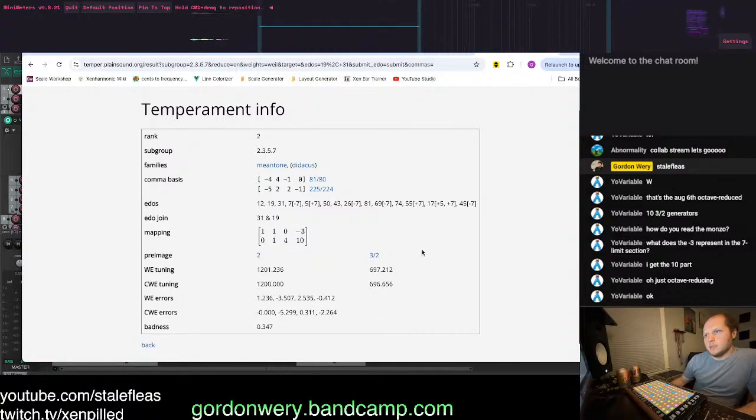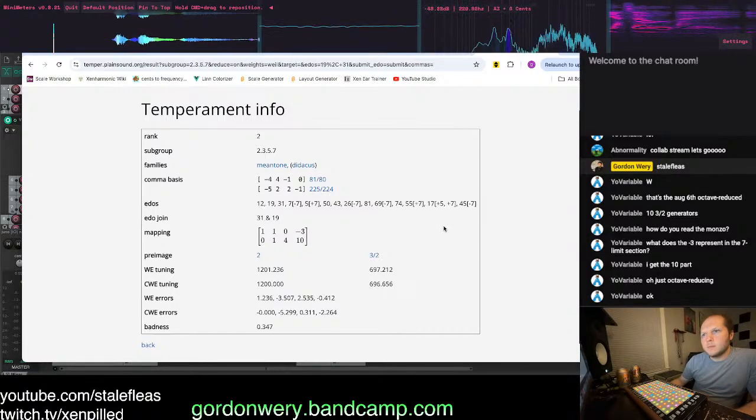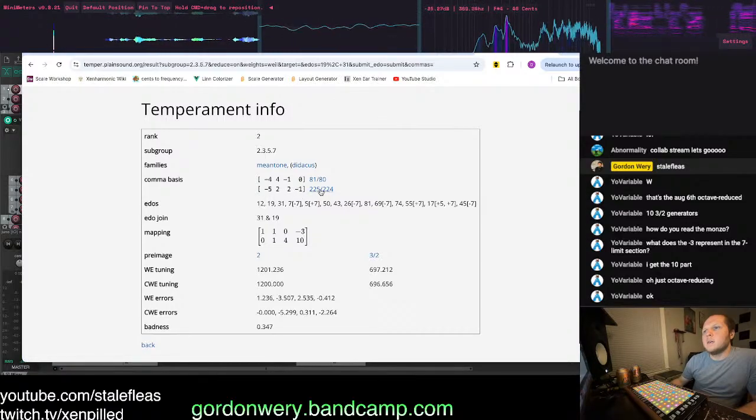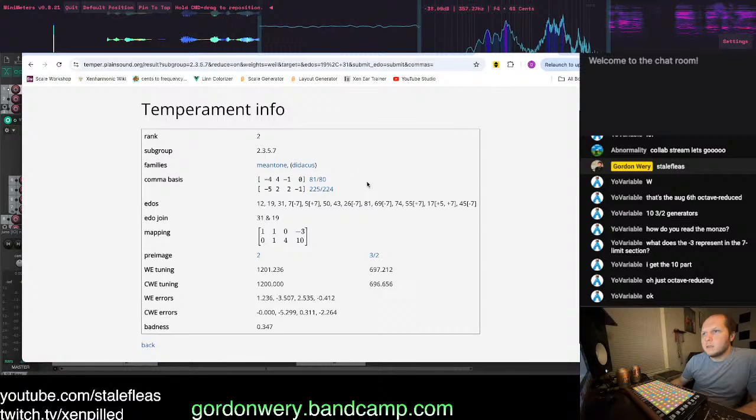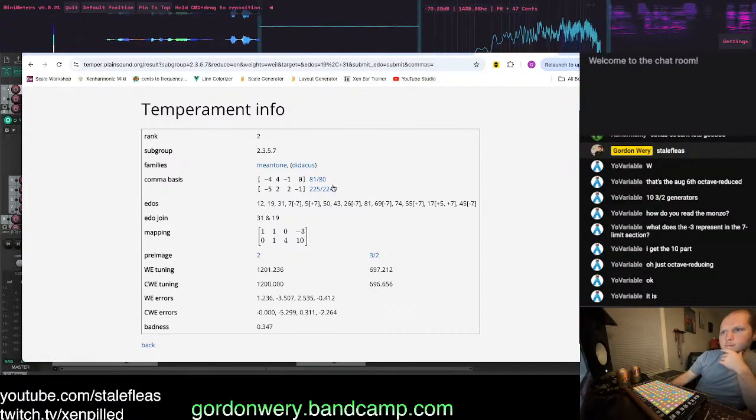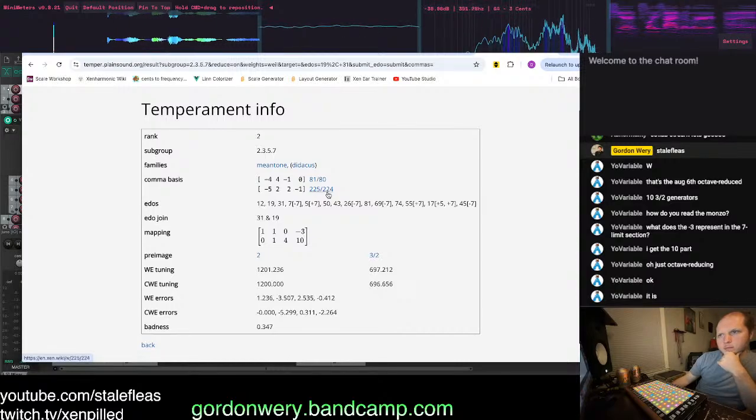Yeah, so you can see here you still temper out 81/80, but you're also tempering out this other comma, 225/224. I think it's called the Marvel comma, and basically it makes some nice equations between some intervals. It maps your 45 over 32. It equates that with 7/5.